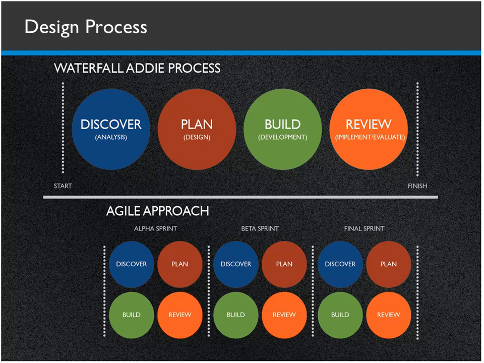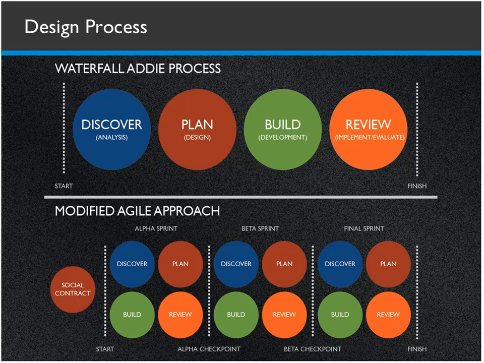So what we've developed is a modified Agile approach. You can see that it really doesn't change a whole lot. We've done 2 main things. The first is that we added a social contracting piece up front. The second is that you can see there's a start, and then at the bottom of the screen there's an alpha checkpoint, a beta checkpoint, and a finish.